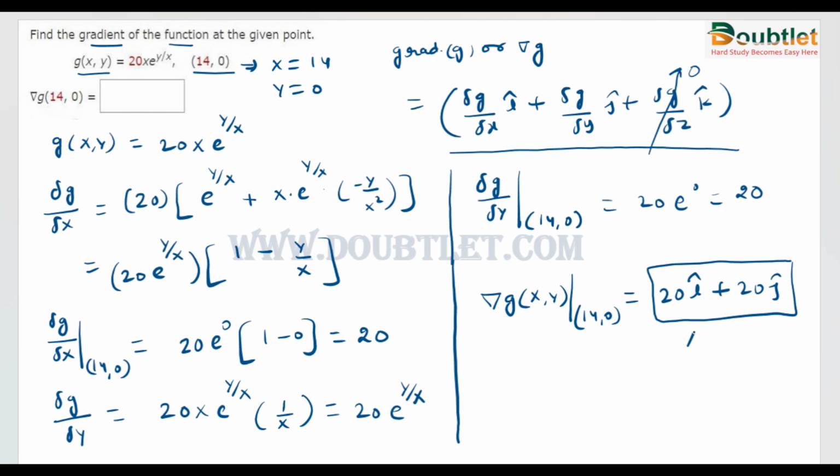This is a vector quantity. So basically the main role is of the partial derivatives, and we have to put the point accordingly and find the value. So here we can write it in the box as 20i plus 20j. So this is the answer.